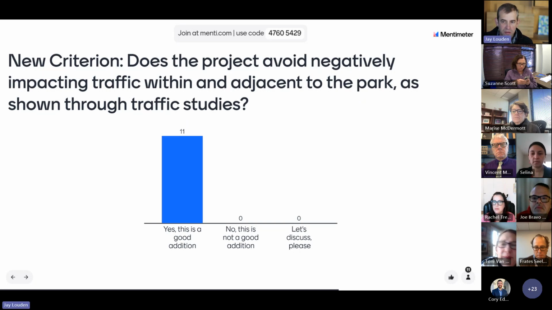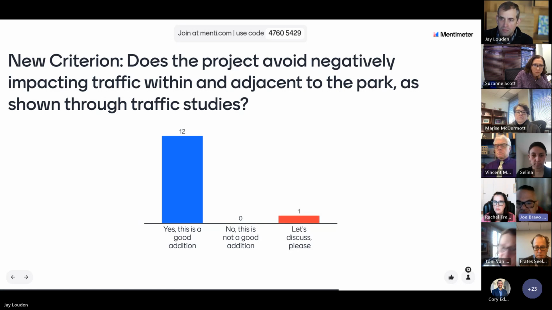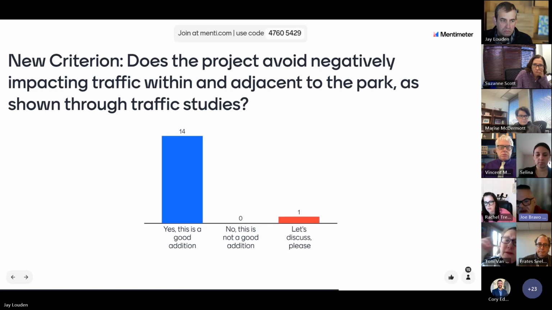Okay, some good support here. Joe, go ahead. The city doesn't conduct its own traffic studies. They ask the developer to do that when required. So "as shown through traffic studies" implies that somebody's going to do that. I just want to make the statement that it's going to have to be whoever's creating the project. I don't know if we should put it here, or if people in the room using this would know they would have to require it.